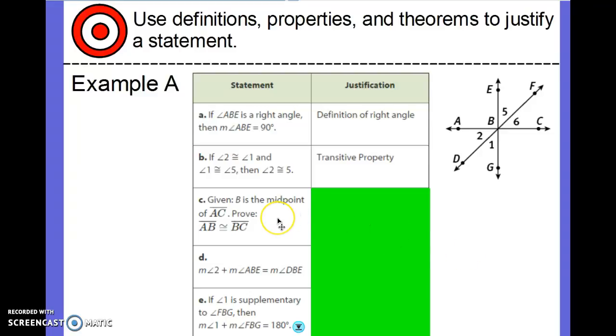Okay. All right, let's say we were given that B is the midpoint of AC and we wanted to prove that AB and BC are congruent. Well, if you think of that, that's the two halves, right? So that would be the definition of a midpoint.